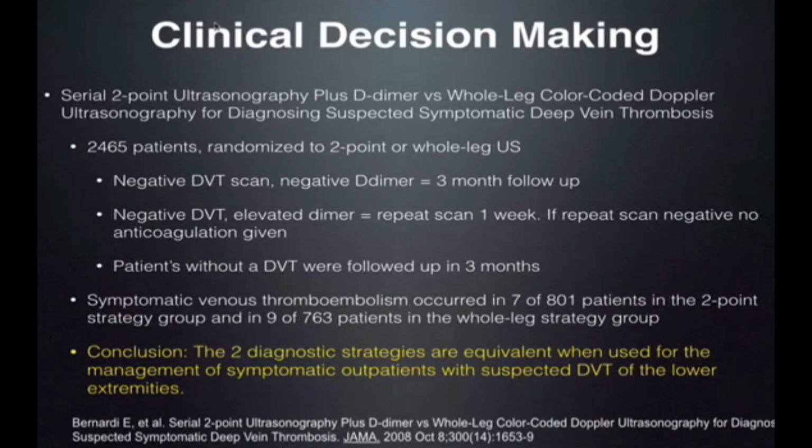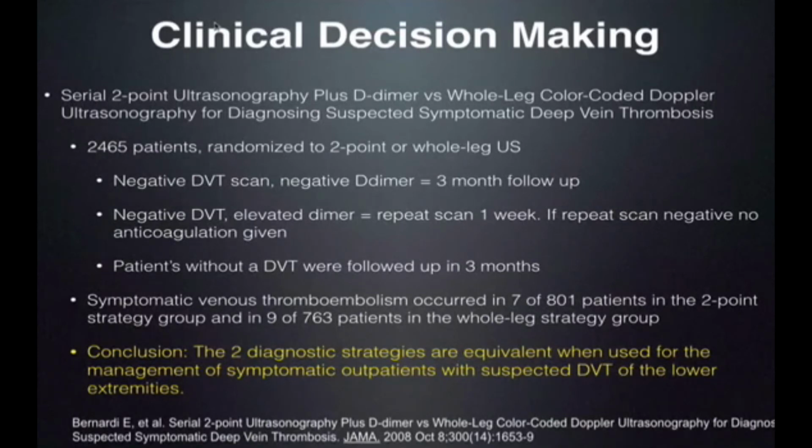Now, the patients that were randomized to the point of care ultrasound, they had an initial negative DVT scan, they received a D-dimer. If the D-dimer was negative, so they had both a negative DVT scan and a negative D-dimer, these patients were cleared from the emergency room and followed up in 3 months. If the patient had a negative DVT scan but an elevated D-dimer or no D-dimer was ordered, they had a repeat scan in 1 week.